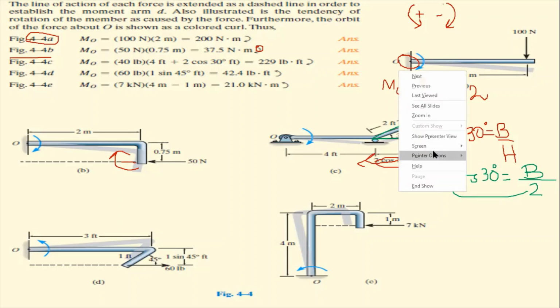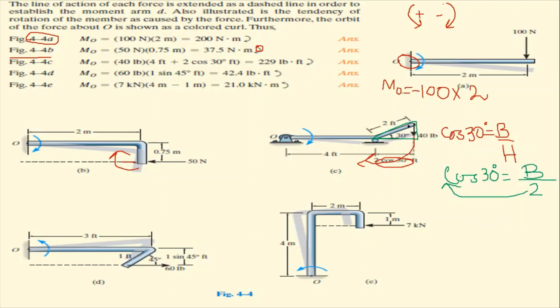Let me take another pointer option, color. For example, I'm taking black color. So what you have to do, you have to multiply this 40 into 4 plus this 2 cos 30 degree, or you can calculate it 2 multiplied by cos 30 degree. So you have to add in this length, and when you rotate it, it's rotation towards here, and it is again clockwise direction, and if you are taking it negative, so it will be negative. So it's up to you.